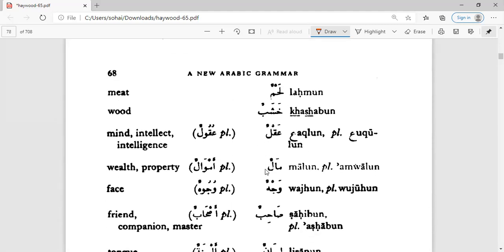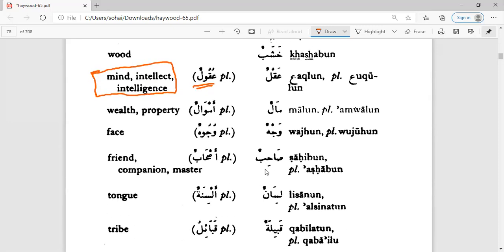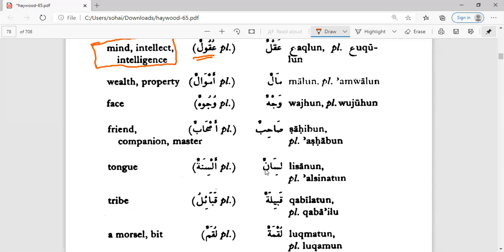Lahmun is meat. Khashabun is wood. Aqlun means intellect. Aqulun means intellects, plural. If you look at these words, when you're translating, this may help: they could mean mind, intellect, or intelligence, so you have to use the correct word when translating. Malun means wealth or property. Amwalun is the broken plural. Wajhun means face. Wujuhun is a broken plural.